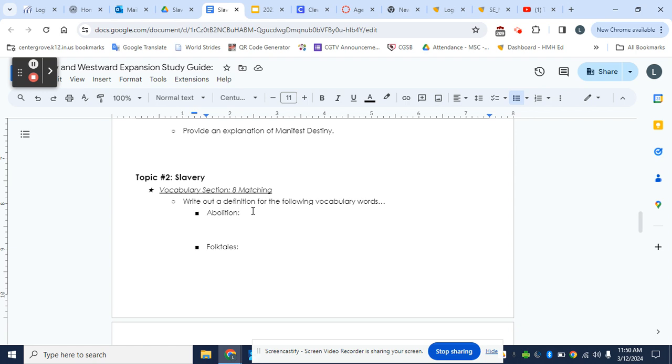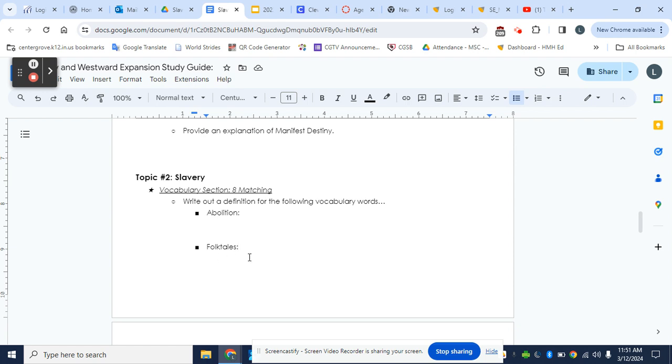All right, moving on to topic 2, which is slavery. Again, there's a vocabulary section. So there's 8 words that you need to match for the vocabulary section for this. And that vocab section starts with the word abolition, which is simply an end to slavery or the complete end to slavery or a permanent end to slavery. Those are multiple definitions that kind of circulate around the word abolition. But you just need to know that abolition ends slavery.